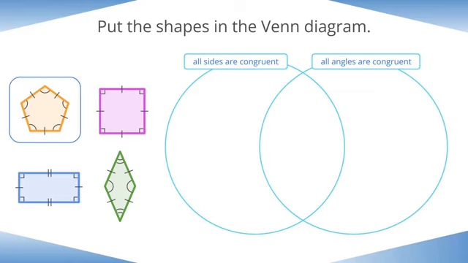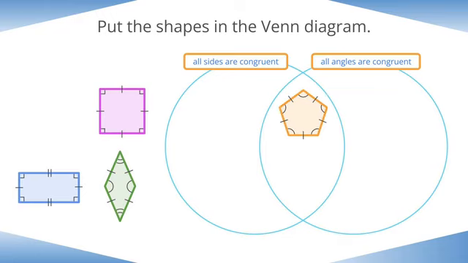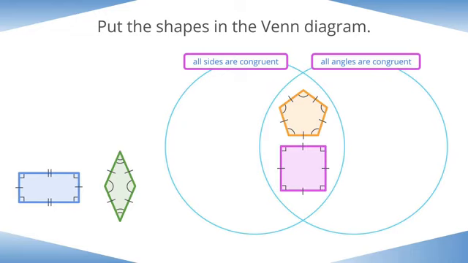Let's start with this orange pentagon. It looks like all the sides have the same hatch mark, which means they have the same length. All of its angles have the same angle marking, which means they are the same measure. Since the pentagon meets both criteria, it goes in the overlapping section of the circles. Next, let's look at this purple square. It looks like all the sides have the same hatch mark, which means they have the same length. All of its angles have the same angle marking, which means they have the same measure. Since it meets both criteria, it also goes in the overlapping section of the circles.